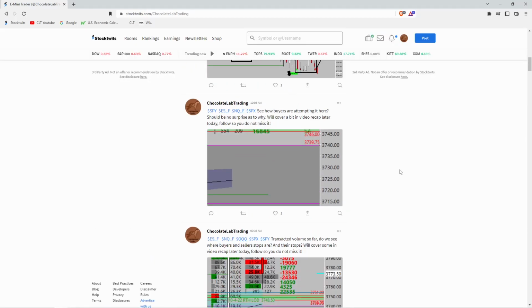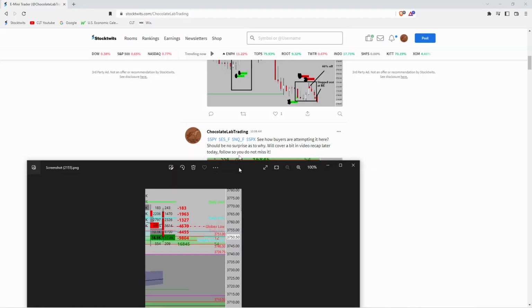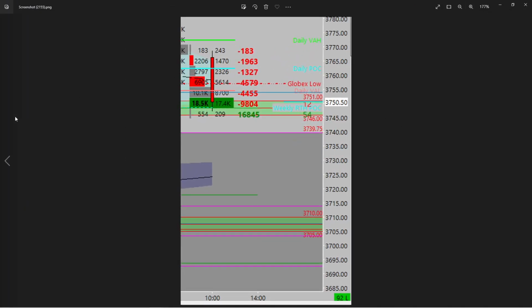Continuing on, buyers are attempting here, so those sellers got run over, and we came into our first area that we were looking for a potential long. So we're looking at a 4-hour chart. This 4-hour candle, I assume, just opened at 10 a.m., and we see a nice buying imbalance, some temporary exhaustion. You see obviously 18,000, 17,000 contracts being done compared to 200, 500.